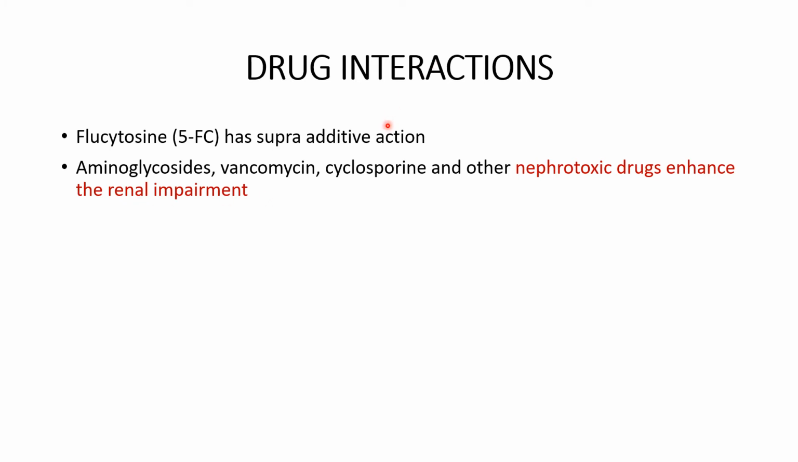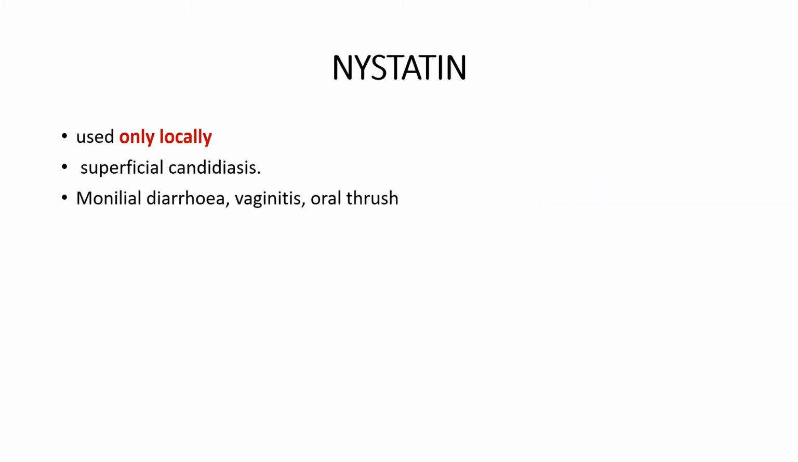You have to be careful with drugs which cause nephrotoxicity when given along with amphotericin B, because amphotericin is a highly nephrotoxic drug. Drugs like aminoglycosides, vancomycin and cyclosporine are nephrotoxic as well, so they produce dangerous renal impairment when given together. And flucytosine, an antifungal drug, when given along with amphotericin B, has a supra-additive action, because amphotericin B forms a micropore and improves the entry of this drug into the fungal cell and enhances its action. So it has a synergistic action. So that's all about amphotericin B.